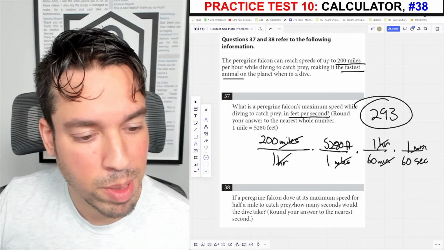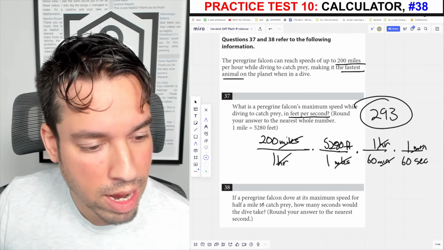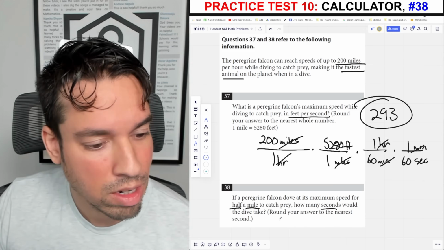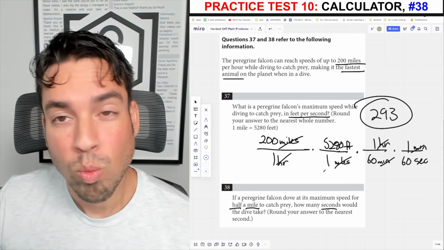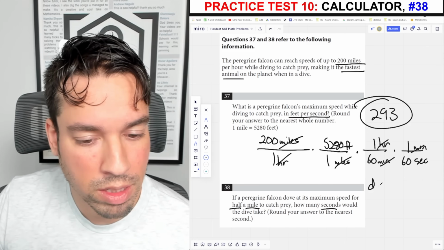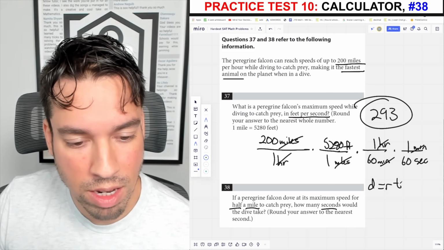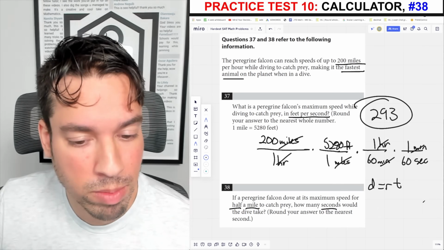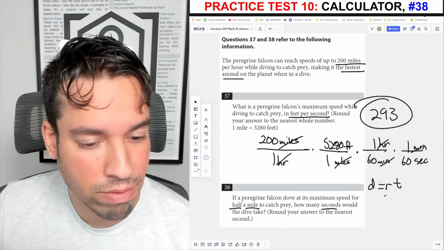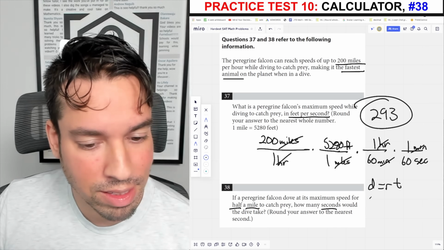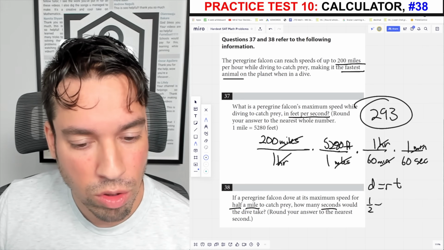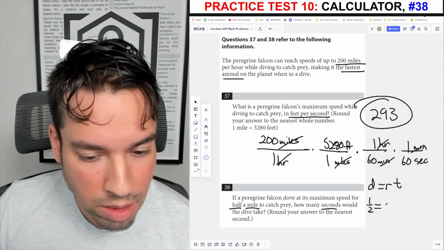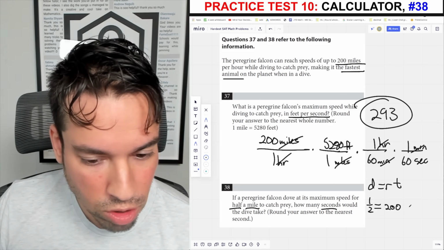Finally, for 38, if a peregrine falcon dove at its maximum speed for a half mile to catch prey, how many seconds would the dive take? What I'm going to do is use the formula distance equals rate times time. If you don't go back to that baseline formula, this can be really tricky and a little bit overwhelming. So I like to always go back to that framework. Now, we're saying the distance is a half mile. The rate, since we're talking about miles, I'm going to go back to the 200 miles per hour rate. And now we're solving for time.